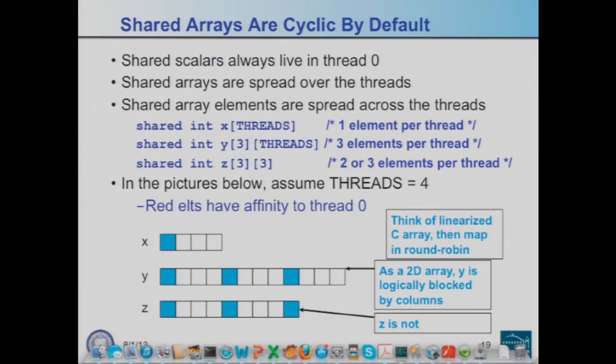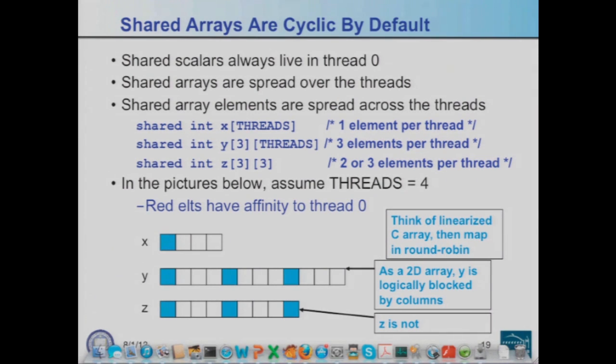And so the first declaration of X there has THREADS elements. So if you declare that and you run the program with 4 threads, then each thread is going to have one of those elements. And what's highlighted there is the element that thread 0 has affinity to, kind of owns, if you will, in the sense that it's nearby. So it's the 0th element of X and Y and Z, and then Y and Z are bigger, so they get wrapped around a little bit.